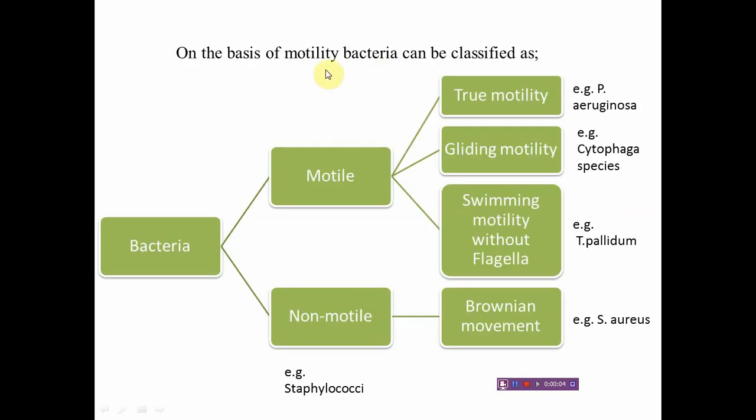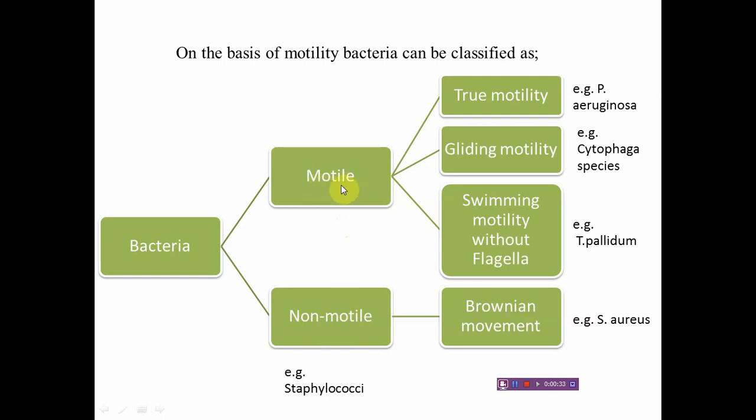On the basis of motility, bacterial cells can be classified as truly motile and non-motile cells. If the bacterial cells lack a dedicated organ of locomotion, that is the flagellum, then they are considered non-motile. The cells are incapable of moving from one location to another.